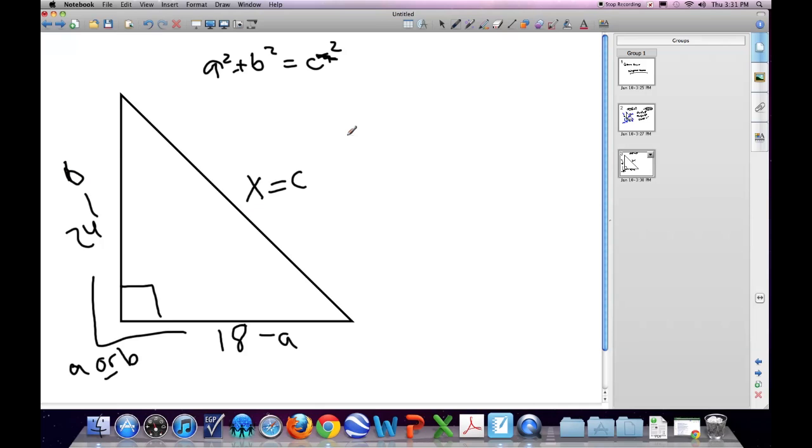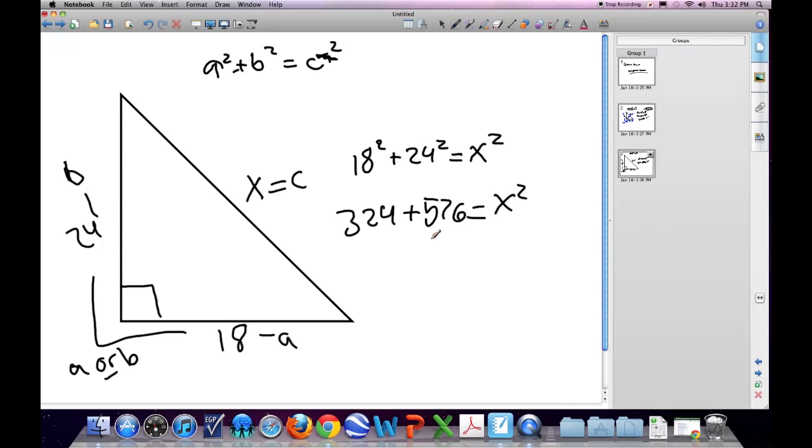And let's write a new equation. 18 squared plus B squared, which is 24, equals C squared, which is x. So now 18 squared is 324 plus 24 squared, 576. Feel free to check my math. Equals x squared. Now, let's add 324 with 576.